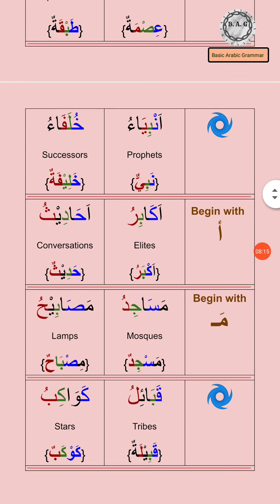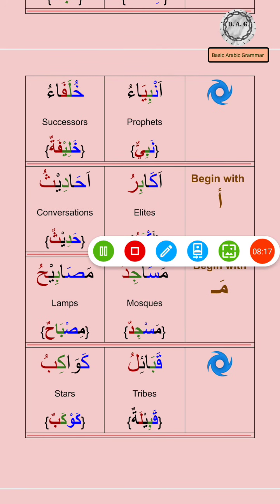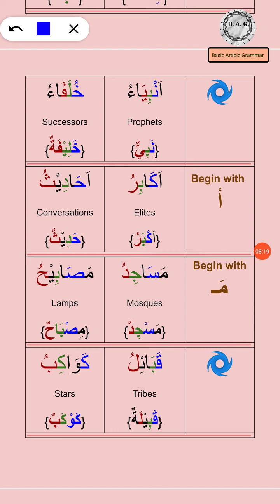Next example, once again we are very much familiar with these examples. So we have anbiya'u, and the root word is nabiyun, prophets. Nabiyun is a prophet, and anbiya'u is prophets. Then the root word is khalifatun, and its jama mukassir is khulafa'u. It means successors.